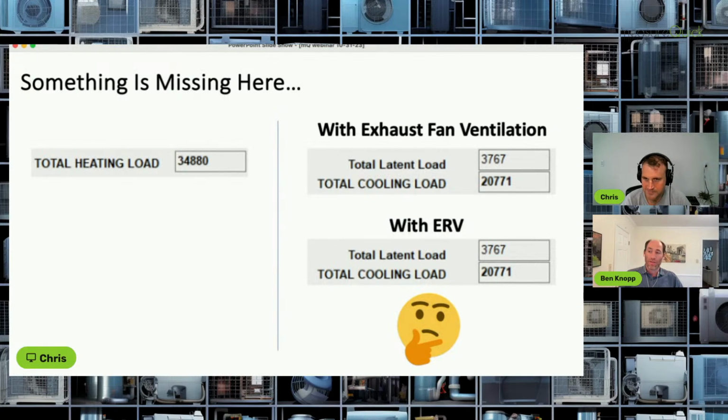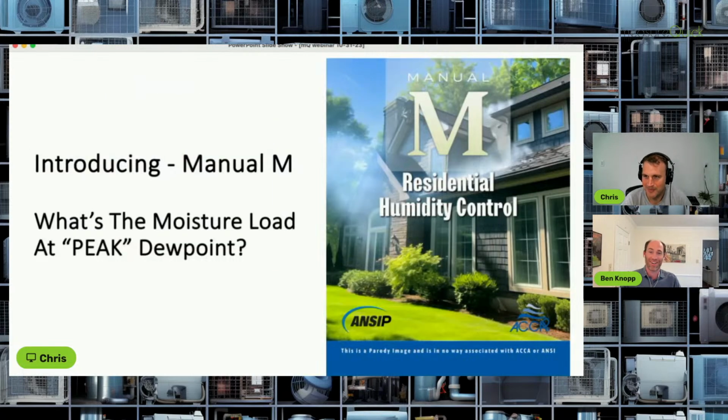The problem is there's another time of the summer that is worse than peak cooling, than the hottest time. That's peak dehumidification condition. So that's where we need a manual that is missing, the manual M. That's the moisture control manual.